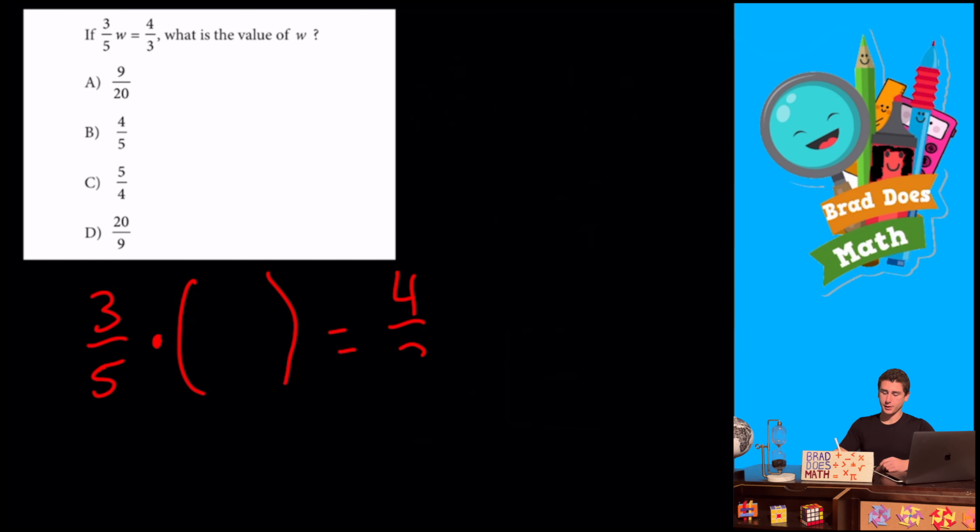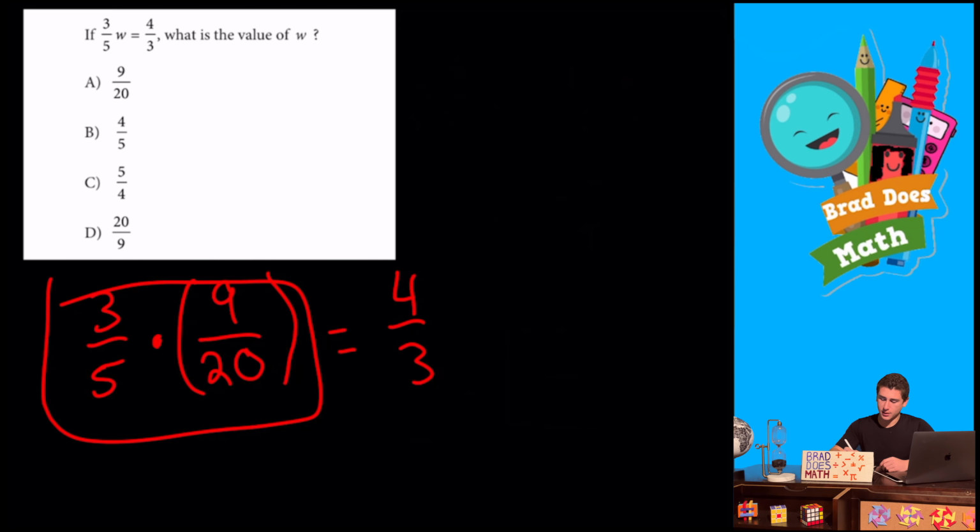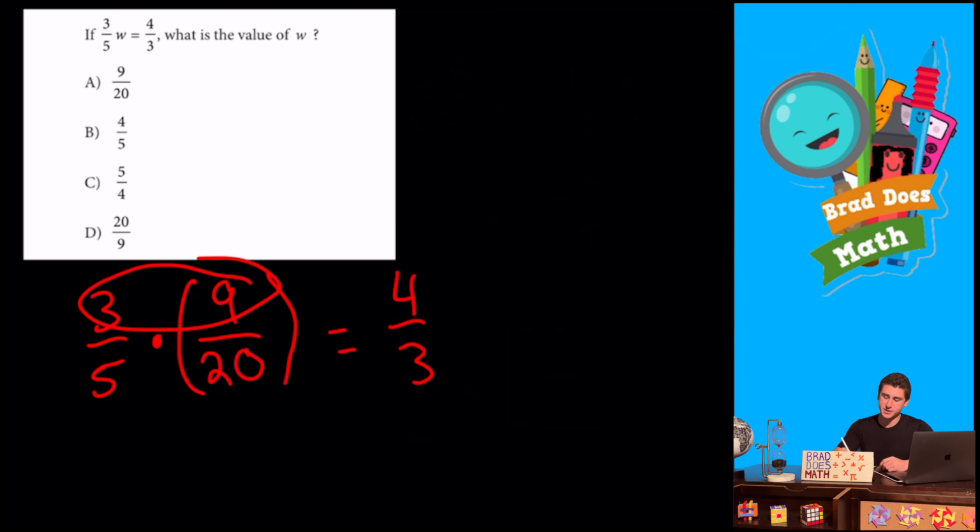All right. And then our last problem that we'll go through together. If 3 over 5 times W equals 4 over 3, what is W? Alrighty, so let's try 9 over 20 first. 9 over 20. So I can't cross cancel anything here. So the 3 doesn't cancel with the 5 or the 20. The 9 doesn't cancel with the 5 or the 20. So I'm just going to get 27 over 100. So that doesn't work.